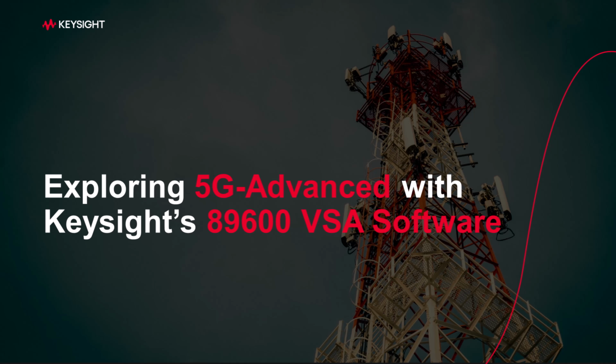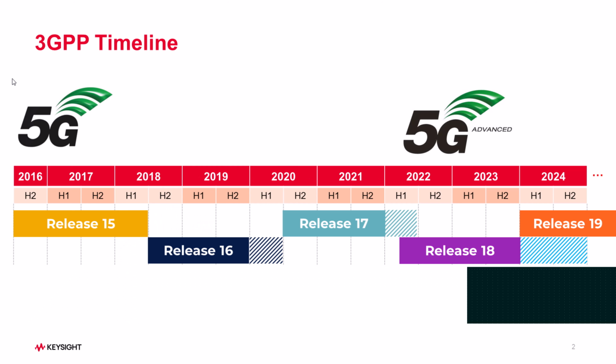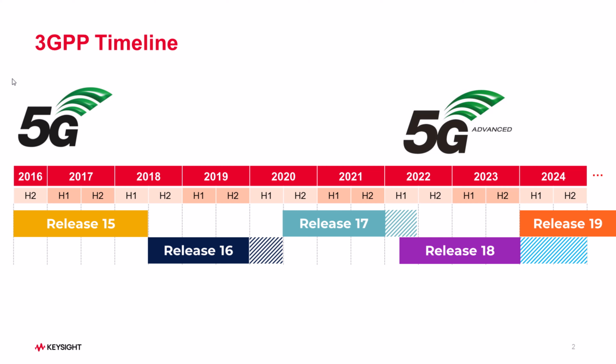In this video, I'll showcase the industry's first 5G Advanced signal analysis capabilities of the Keysight 89600 VSA. 3GPP Release 15 laid the foundation for 5G NR, providing the essential building blocks for all follow-on releases. Releases 16 and 17 added enhancements and features in different areas, and Release 18 marks the start of 5G Advanced, a significant step towards 6G.